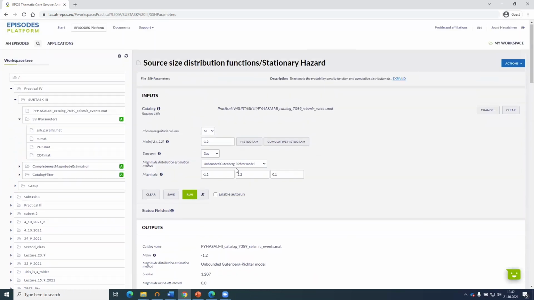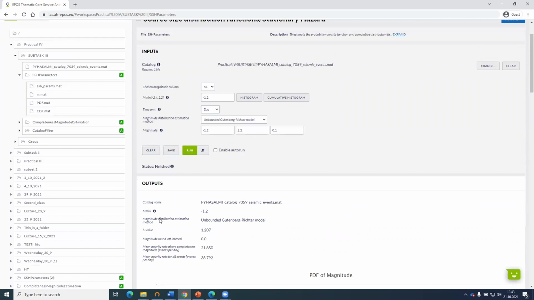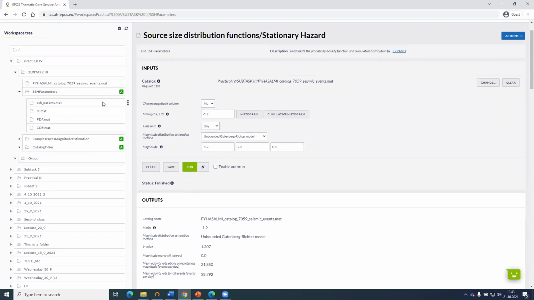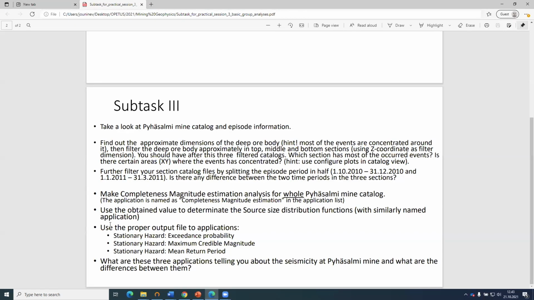All right, this application gave information about the activity and the p-value, and these parameters can then be further used in other applications. It was asked to use these properties in the stationary hazard, exceedance probability, maximum credible magnitude, and mean return period, and then to say what these are telling you about the seismicity at Pyhäsalmi mine.